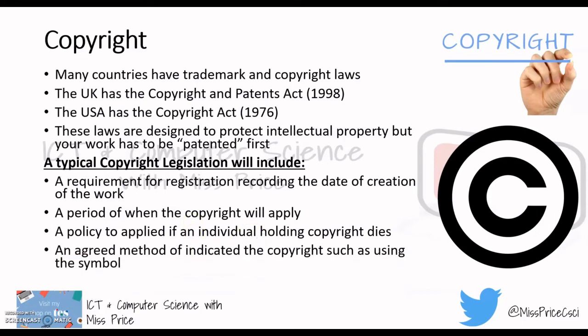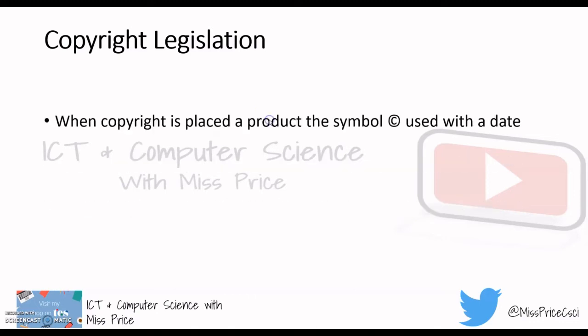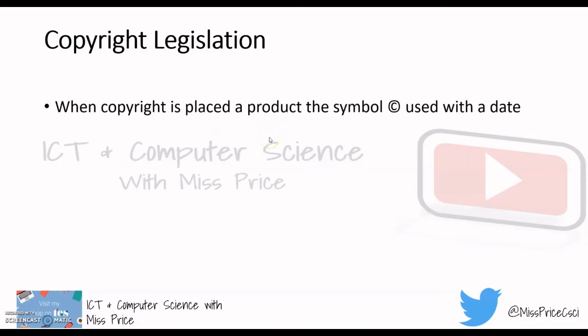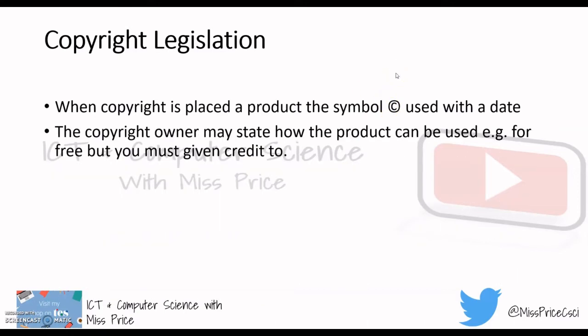So an agreed method of indicating copyright is using this symbol. Okay, so you see this big C? You'll see this on most things in the UK in particular. So copyright legislation. Now, when copyright is placed, the product has the symbol here, and it's used with a date. So the copyright owner must state how to protect and must state that they own the product, and it can be used for free, but it must be given credit too. So for example, the music that I use in my video, I give credit underneath most of my videos to say that this is where I've taken the music from.